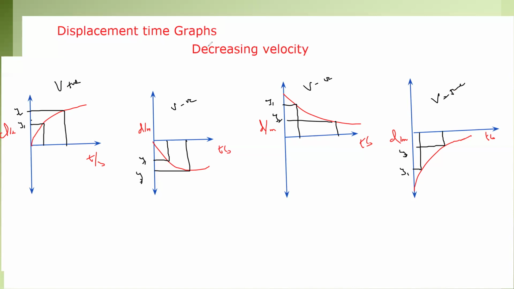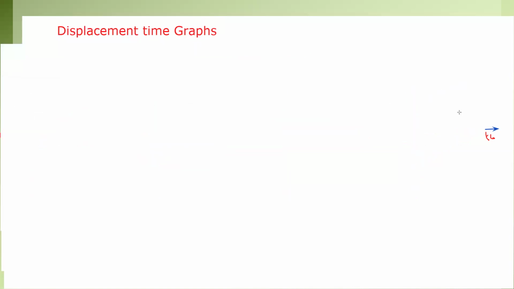Now, what is the use of this displacement time graph? Using the displacement time graph, we can work out the velocities. Using the displacement time graph, we can work out the velocity, then the average velocity or instantaneous velocity.